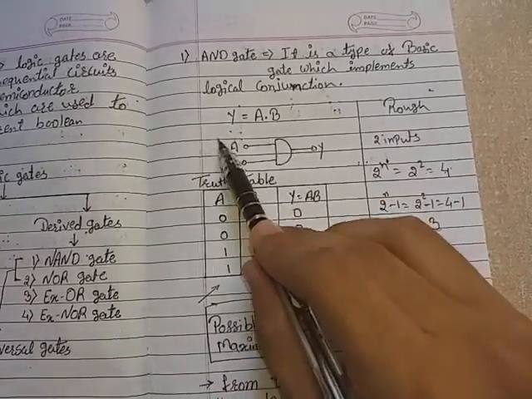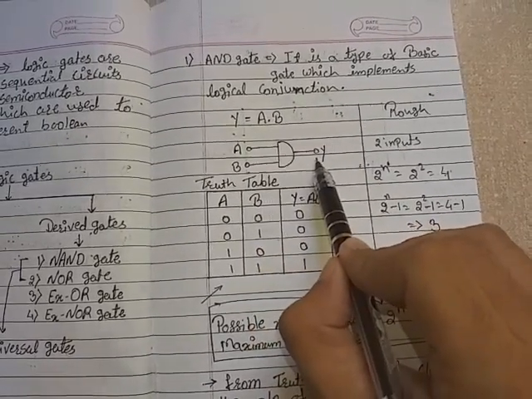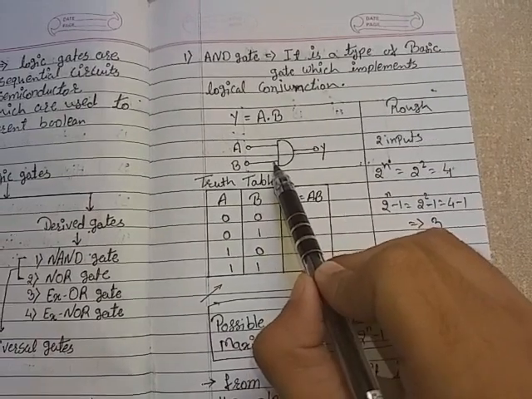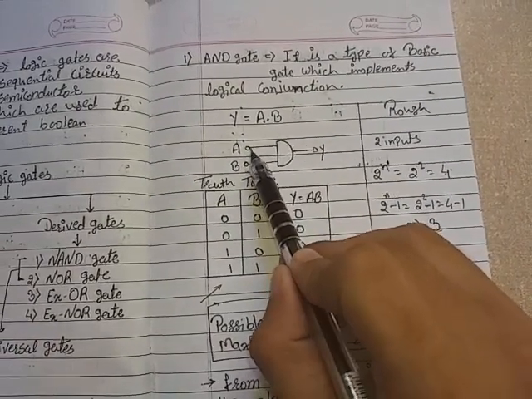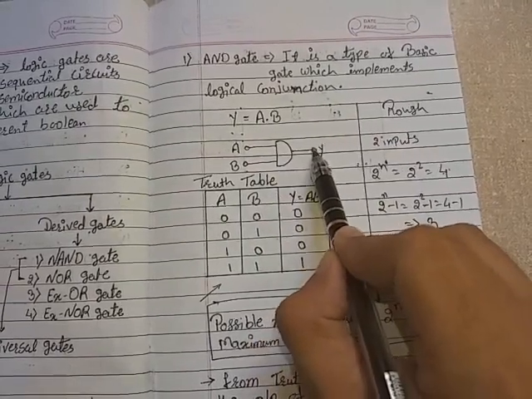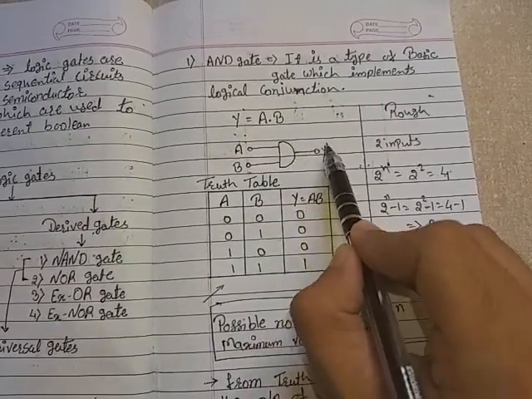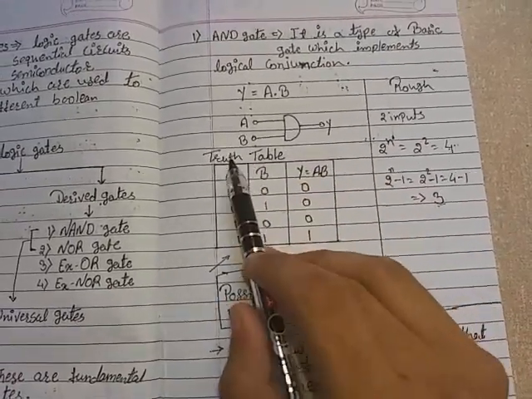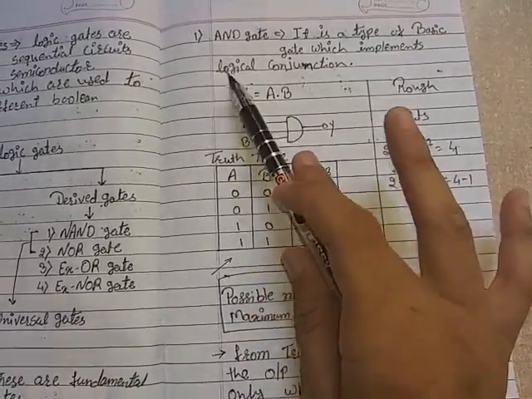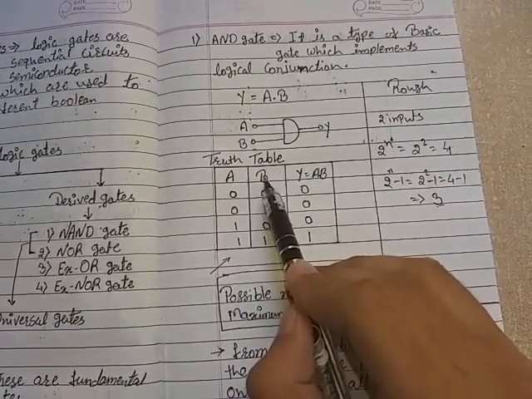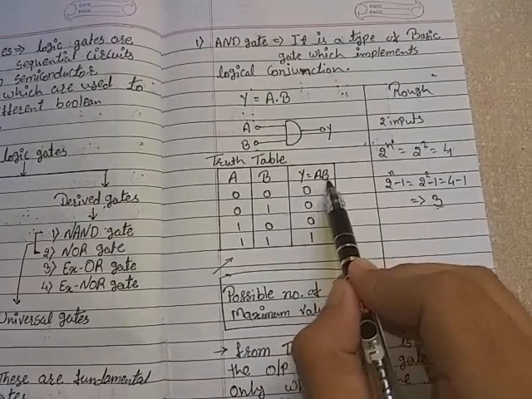Now this is the symbol of AND gate. Here a and b are two input terminals from which two inputs are given, and y is an output terminal across which we are taking our output. Here is the truth table for AND gate. Now a and b, we have two inputs and y one output, a dot b.